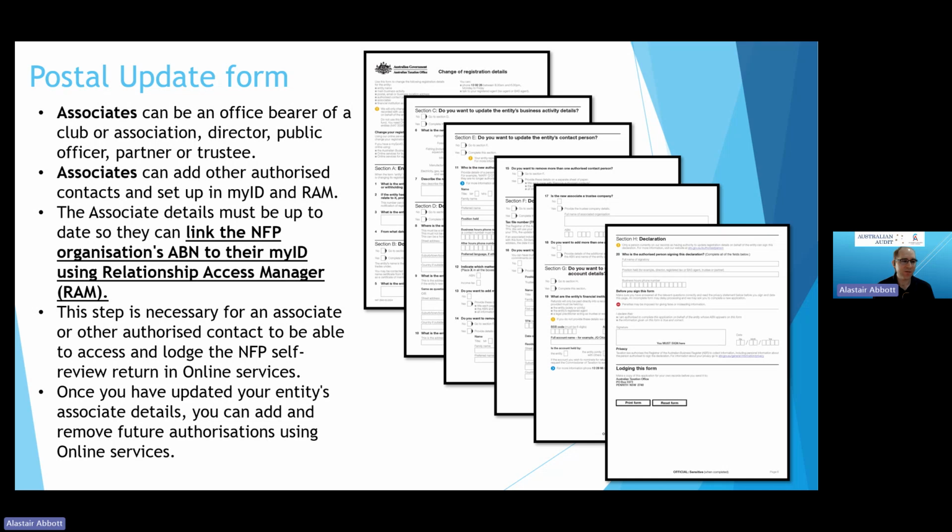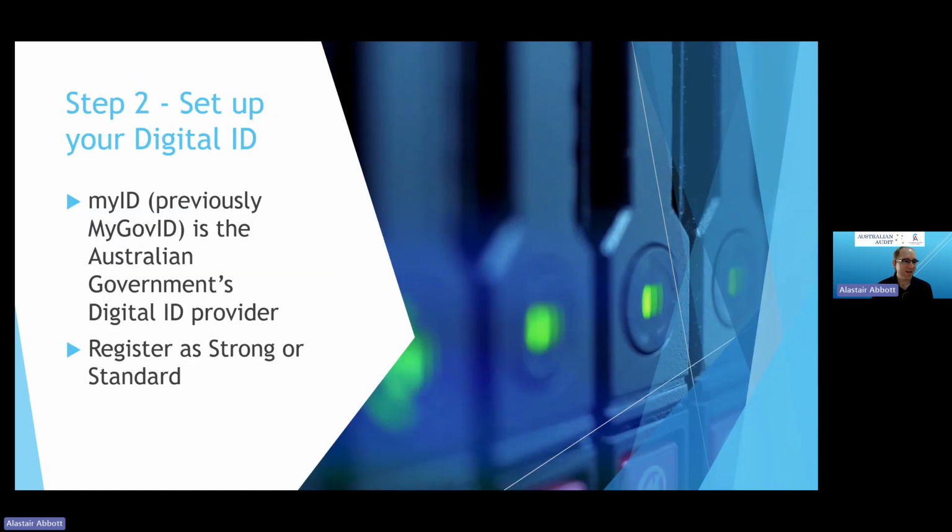Hopefully it's reasonably simple for you to go through the process, but once your name is listed as an associate against the not-for-profit's ABN, you then use your MyID to log into Relationship Access Manager and then follow the prompts to link your MyID with the ABN of the particular not-for-profit. Hopefully that almost makes sense.